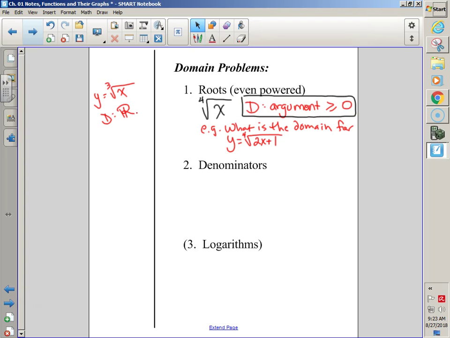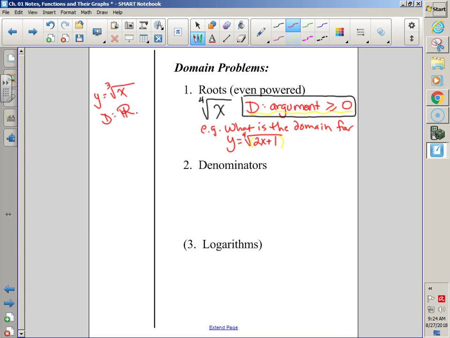You don't even need your calculator, because here's why. I just said whatever is the argument of the function. Another way of saying it is whatever is the radicand, whatever is underneath the radical. The argument of the radical, or the radicand, is always whatever is underneath. Just set it greater than or equal to 0.